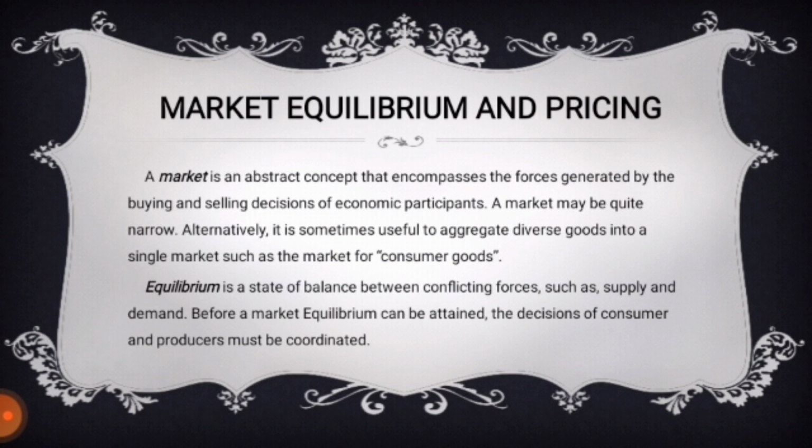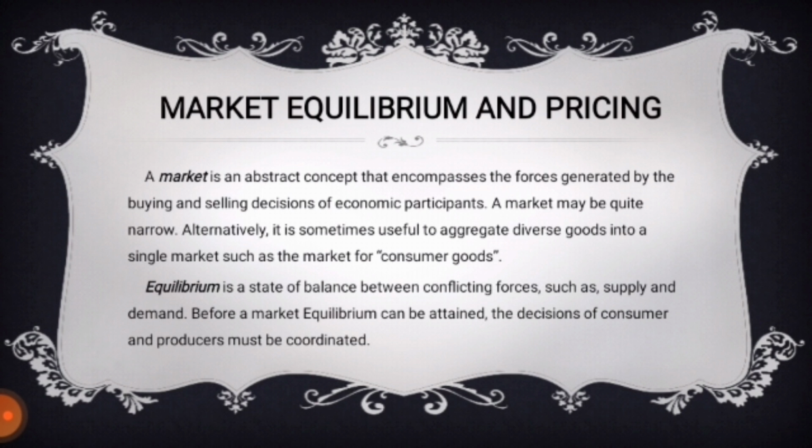Market equilibrium and pricing. A market is an abstract concept that encompasses the forces generated by the buying and selling decisions of economic participants. A market is a place where two parties can gather to facilitate an exchange of goods and services. The parties involved are usually buyers and sellers. The market may be physical, like a retail outlet where people meet face to face, or virtual, like an online market where there is no direct physical contact between buyers and sellers.